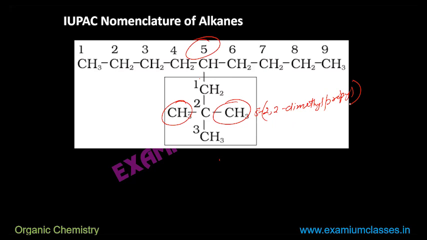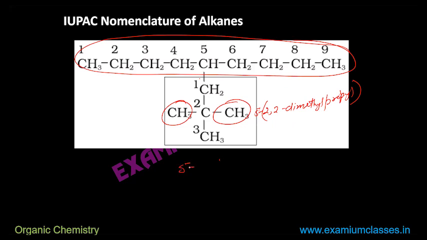It is at the 5th carbon, and then the root of the main chain, no name, 9. So the answer will be 5, on 5th, I have 2, 2 dimethyl propyl, then no name, 9 carbon root chain. 5th carbon, 2, 2 dimethyl propyl.